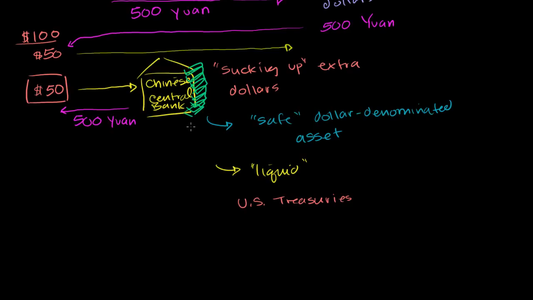So it sends the dollars to the people who are holding the US treasuries, and then it gets US treasuries in return. Now, as a bit of review, and I've done a few videos on this, what are US treasuries? US treasury bills and bonds are loans to the federal government. And that's maybe how you should view it. These are loans to the federal government.